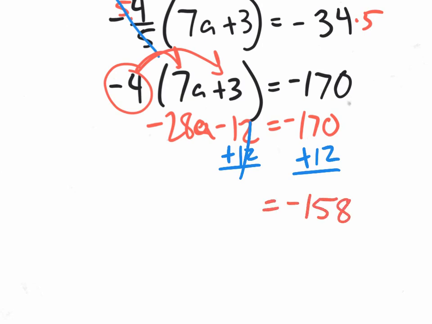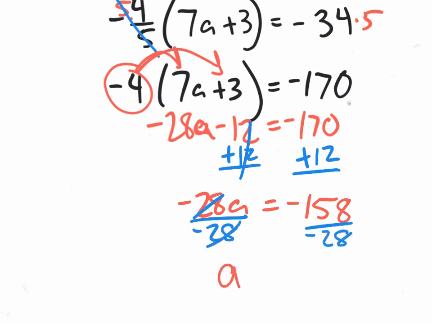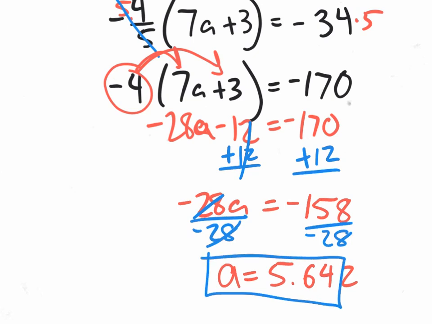Bring down the equal sign. Negative 28a equals negative 158. Final step is to divide by negative 28. Divide by negative 28. A equals 5.642. So I'm going to leave it as 5.64 because the 2 does not change the 4 to a 5. And I think that's how they'll leave it on the midterm.